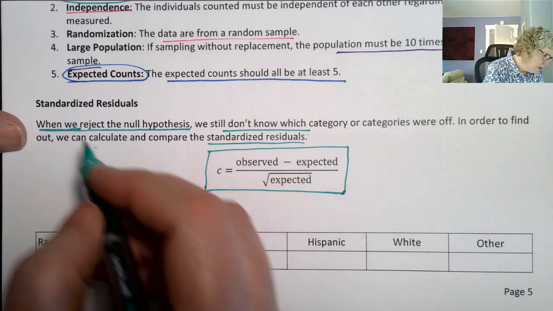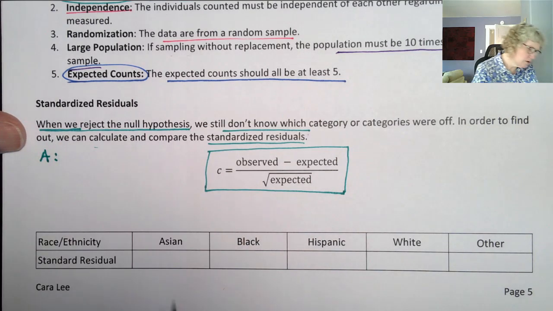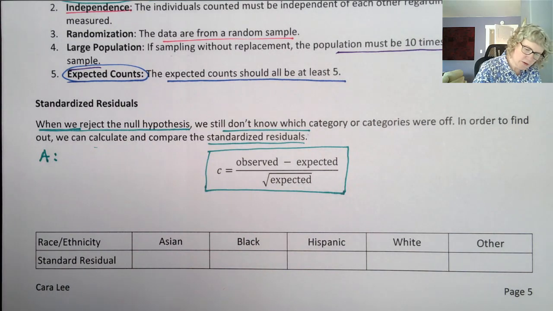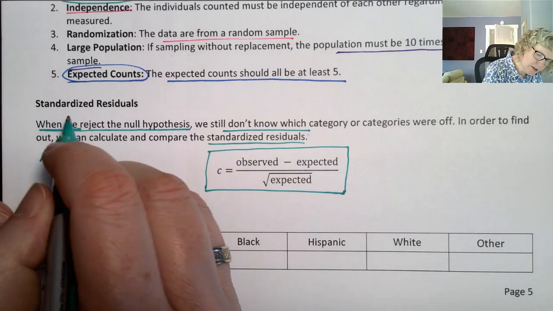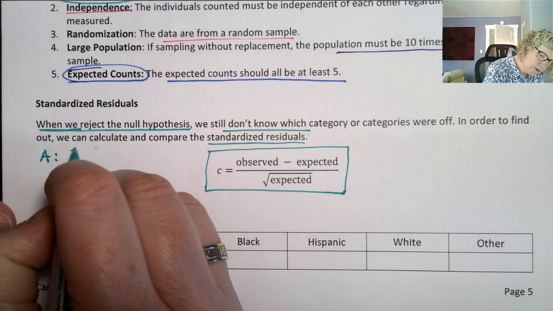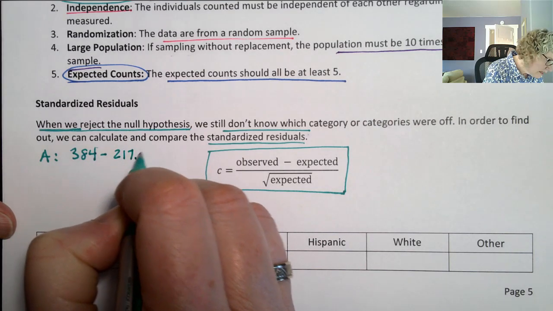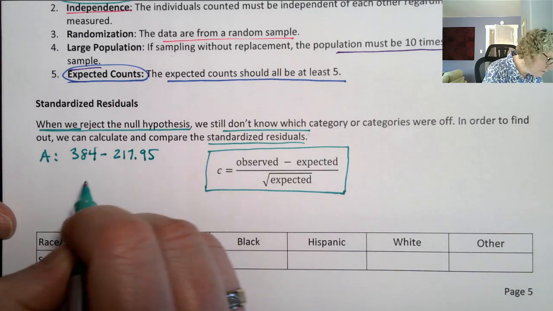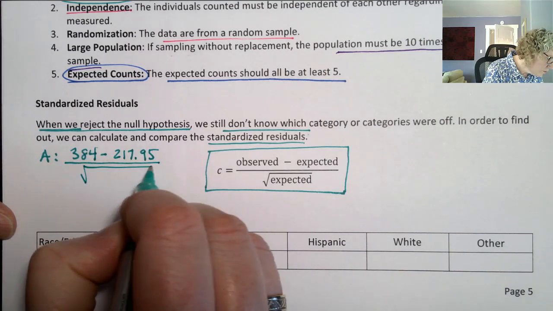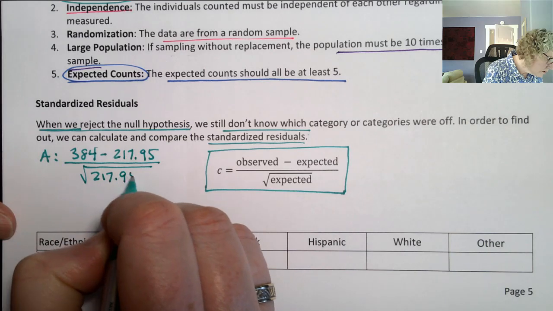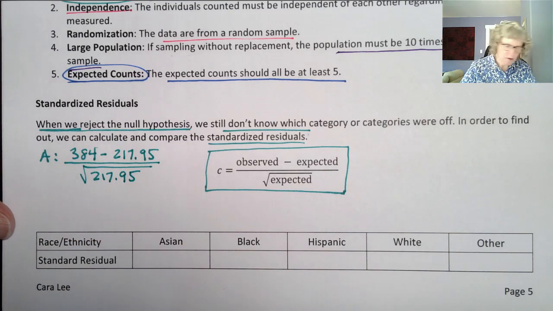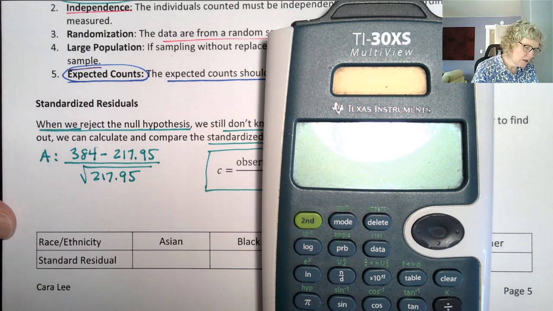So let me put A for Asian right here, and I've got my table right here that I'm going to read off from. Okay, I could also use it from my chi-square calculation because I've got it written there. So 384 minus 217.95 over the square root of 217.95.